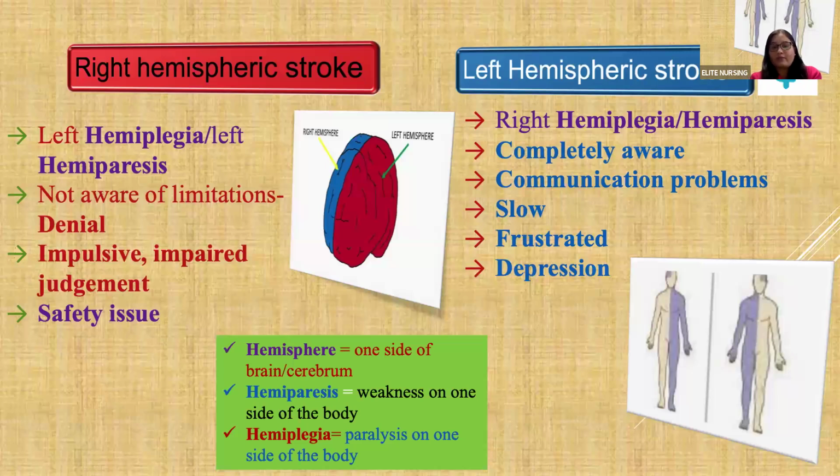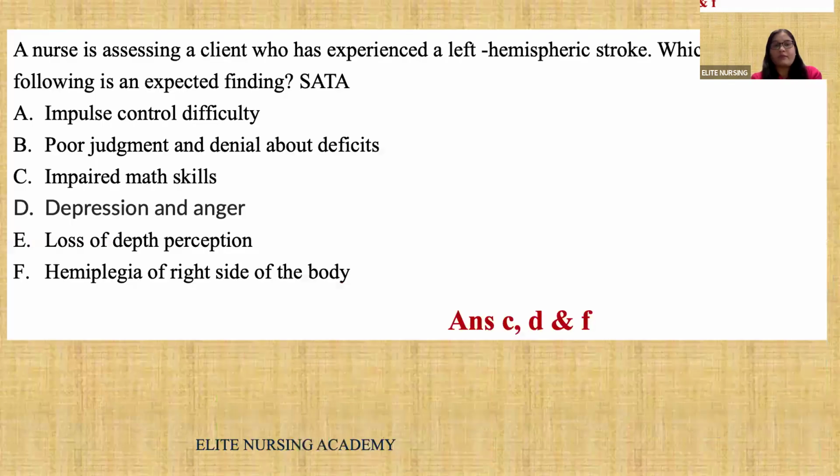So now let's practice a question. You can get a question like this. A nurse is assessing a client who experienced a left hemispheric stroke. Which of the following are expected findings? Select all that apply. First, impulse control difficulty. Second, poor judgment and denial about deficit. Third, impaired math skills. Fourth, depression and anger. Fifth, loss of depth perception. And sixth, hemiplegia of the right side of the body.